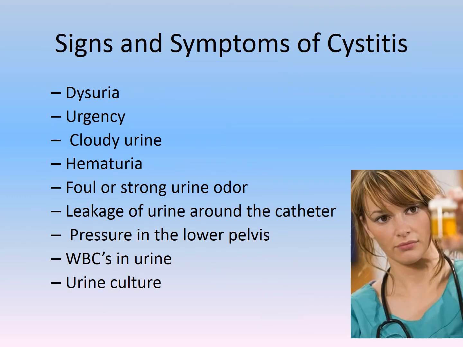Signs and symptoms of cystitis: frequent urge to urinate, dysuria, urgency, abnormal urine color, cloudy, hematuria, blood in the urine, foul or strong urine odor, leakage of urine around the catheter, pressure in the lower pelvis. And then other symptoms that patients may state are chills, fatigue, fever, other signs basically of infection. Flank pain, mental changes or confusion, especially in elderly patients, vomiting, white blood cells in the urine, and then of course a urine culture is definitive.